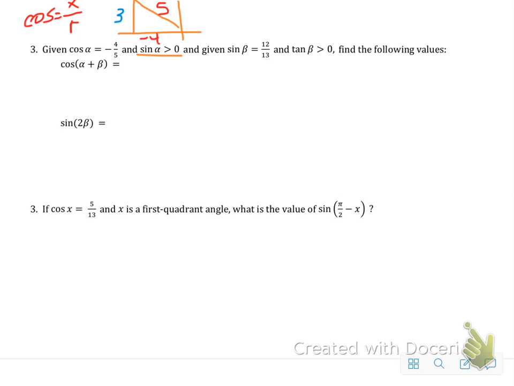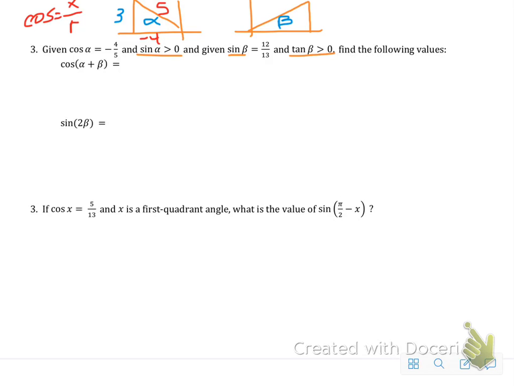I'm going to label this triangle so I don't forget later. This is my alpha triangle. So I'm going to do the same thing with my beta triangle, but in this one, sine is positive, so I know I'm in quadrant 1 or 2, and I'm also told that tangent is greater than 0, or positive, and that happens in quadrant 1. So I'm going to draw a quadrant 1 angle. Let's draw the triangle, I mean. This is my beta triangle.